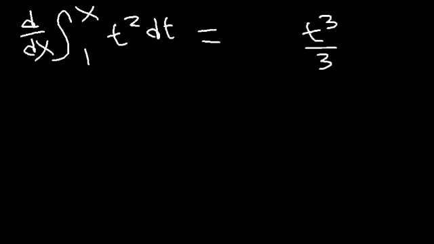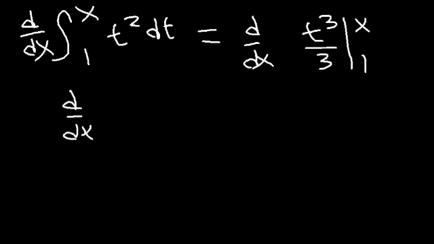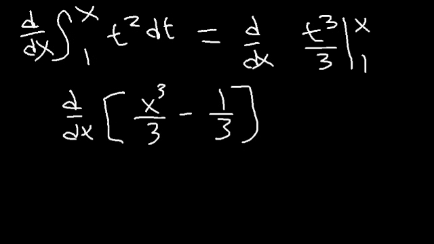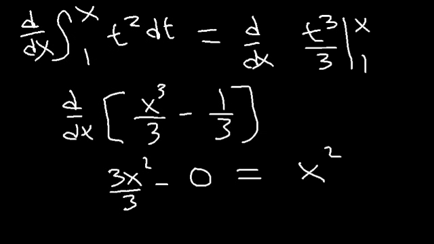And we still have the d/dx symbol in front of it. This is evaluated from 1 to x. So we know this is going to be x cubed divided by 3 minus 1 over 3. The derivative of x cubed over 3 is 3x squared over 3, and the derivative of a constant is 0. So we just get x squared, since the 3's cancel.